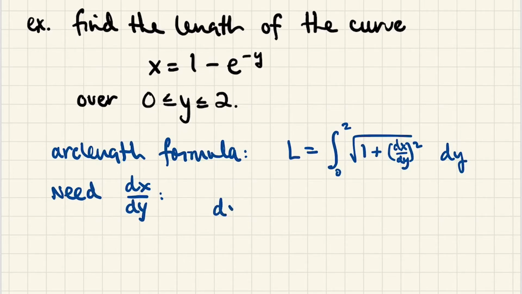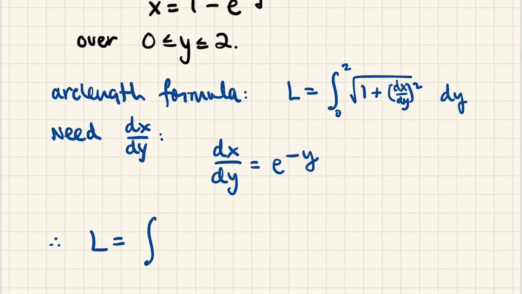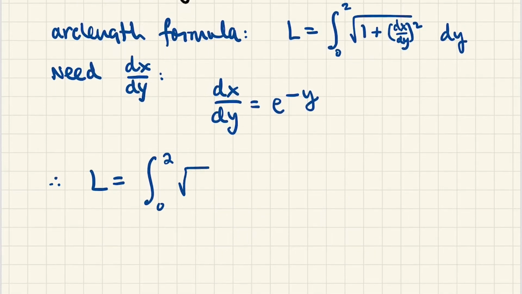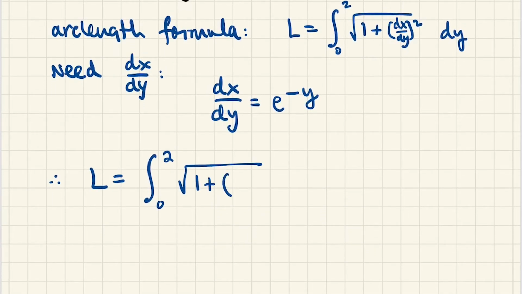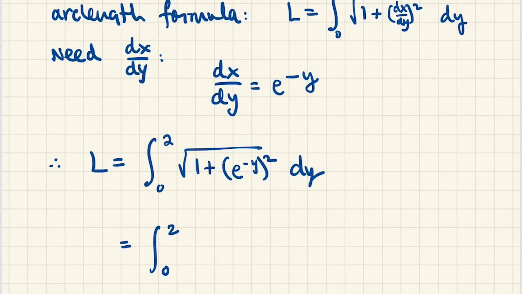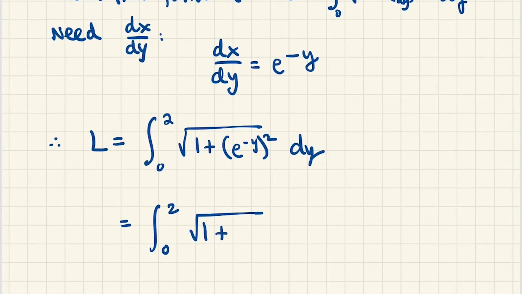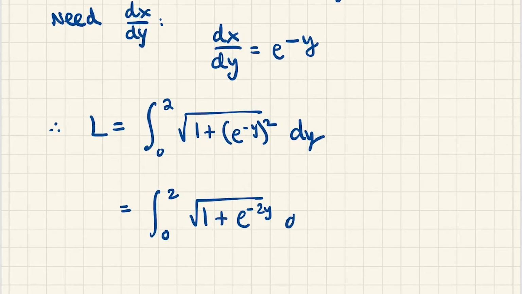Okay, so the derivative of x with respect to y is, well, derivative of 1 is 0. So this is just going to be e to the negative y. So our setup is the integral from 0 to 2 of the square root of 1 plus e to the negative y squared dy, which is the integral from 0 to 2 of the square root of 1 plus e to the negative 2y dy.